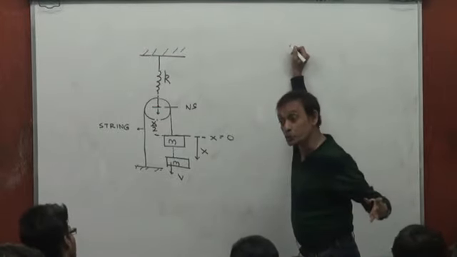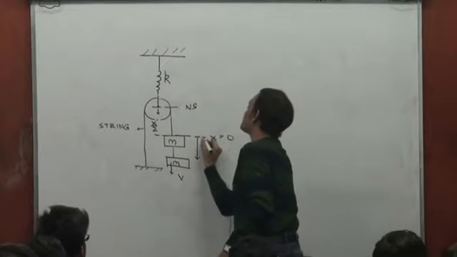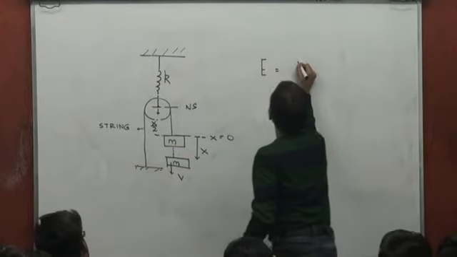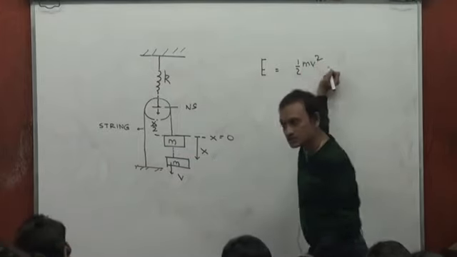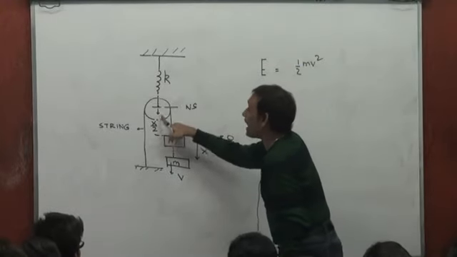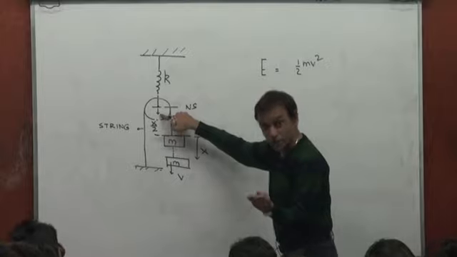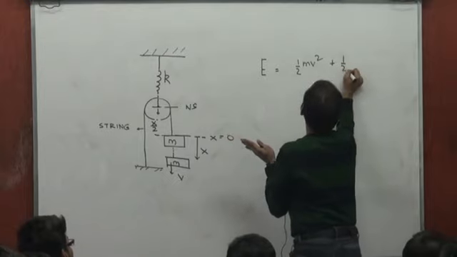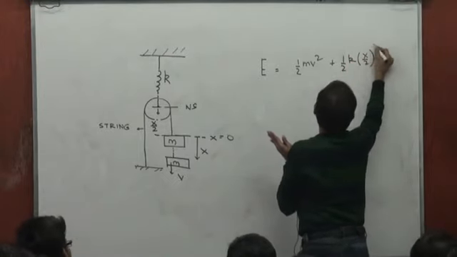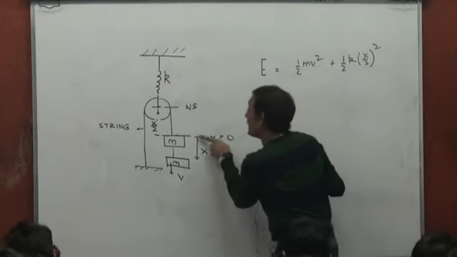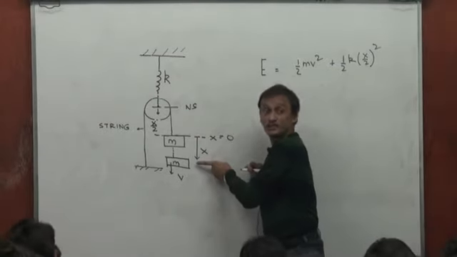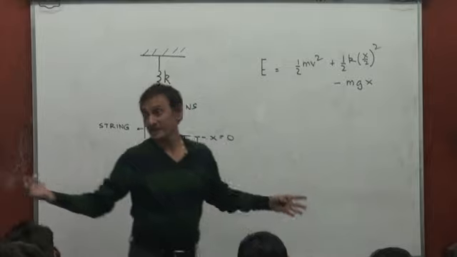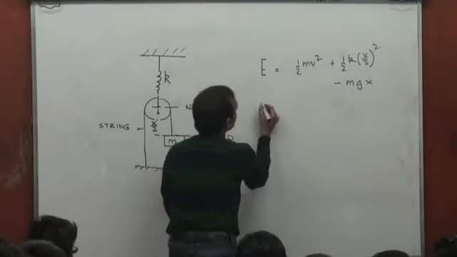Let me write down the expression for total energy, and this also I look upon as the zero of gravitational potential energy, right? So the total energy E is half mv square, kinetic energy of the mass, and then half k x by 2 whole squared, elastic potential energy of the spring, because the spring has got elongated by an amount x by 2. So half k into x by 2 whole squared, elastic potential energy of the spring, and then minus mgx as the gravitational potential energy of the mass, minus mgx. Yes or no?